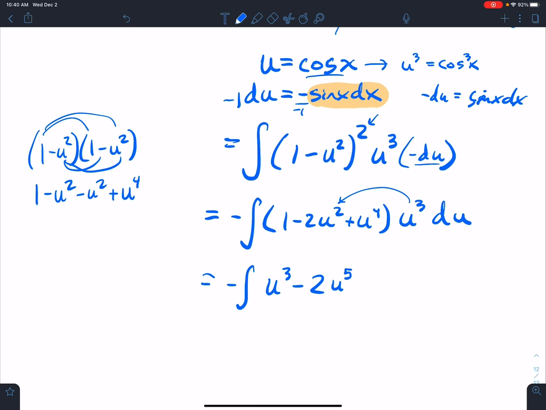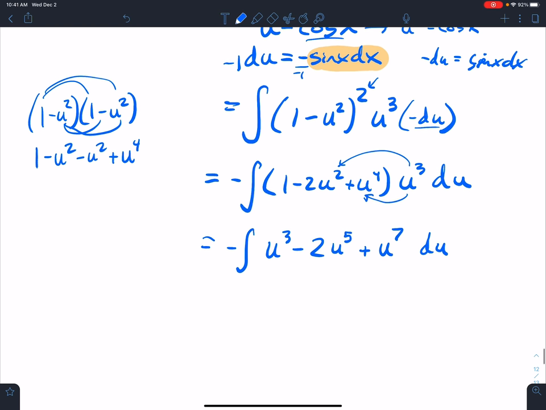All right, and then the last one here, this is u to the 4th times u to the 3rd, which is u to the 7th. Add the exponents. So now I'm going to integrate this. And when I integrate this, I'm going to add 1 to the exponent of 3. I get u to the 4th over 4. The negative distributes through. And then negative, negative make a positive for the next part. So that's u to the 6 over 6. And then we have u to the 8th over 8 plus c.